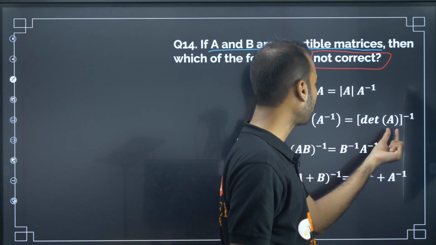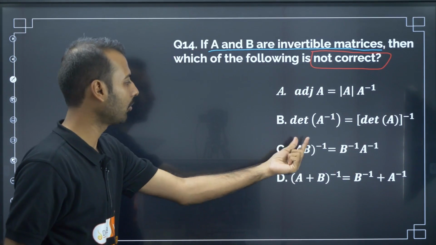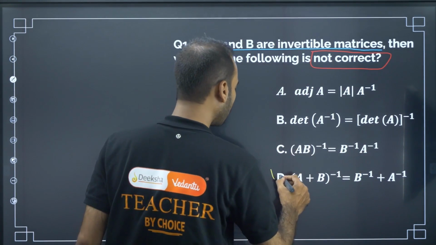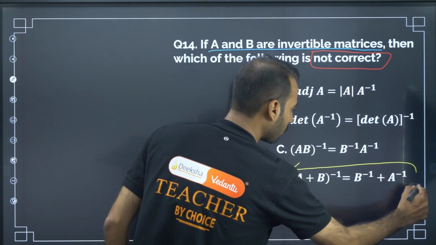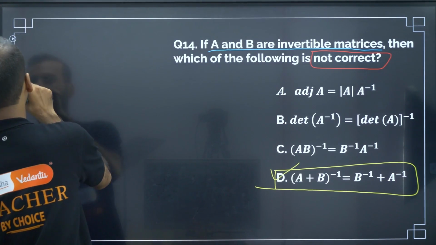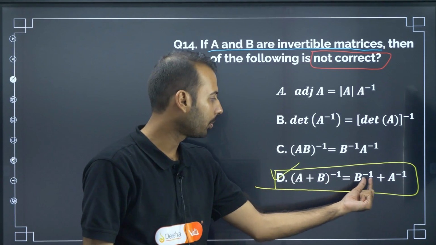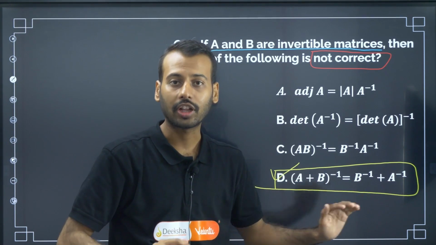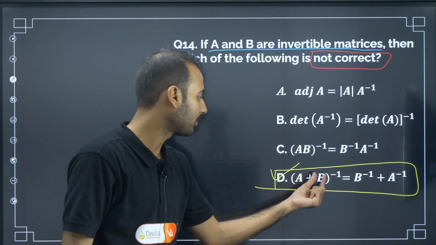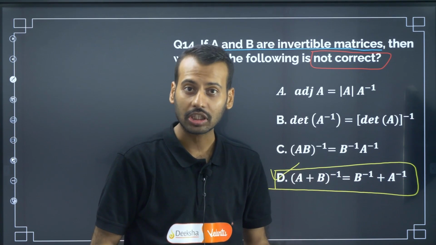Determinant of A inverse is determinant of A whole inverse. Yes, it is also correct. AB inverse is equal to B inverse A inverse. Yes, this is also correct. This is the wrong statement, so this is the answer: A plus B whole inverse is equal to B inverse plus A inverse. There is no such property.